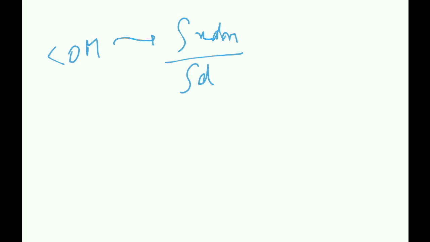Let me start by giving you a general formula for a continuous system of particles. So the center of mass for a system of continuous particles is given by the integration of x dm by the integration of dm. If this is along the x-axis; if it was along the y-axis, you'd get y dm by the integration of dm.